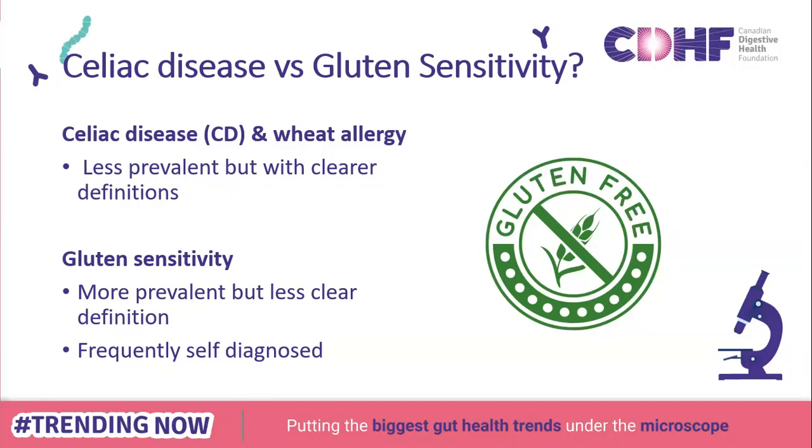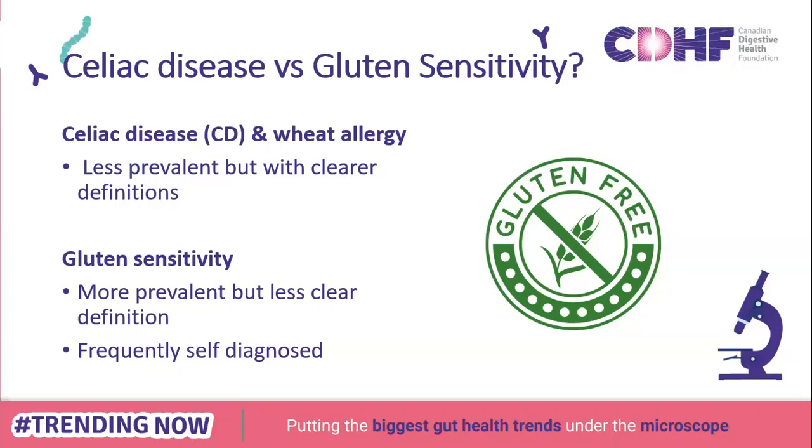Perhaps a more accurate diagnosis, and one that's more commonly used in literature of late, is the term non-celiac gluten sensitivity, which describes a person who has symptomatic reaction to the ingestion of gluten, but for whom a diagnosis of celiac disease has been ruled out. For the remainder of today's presentation, I will use the terminology non-celiac gluten sensitivity as I refer to gluten sensitivity.